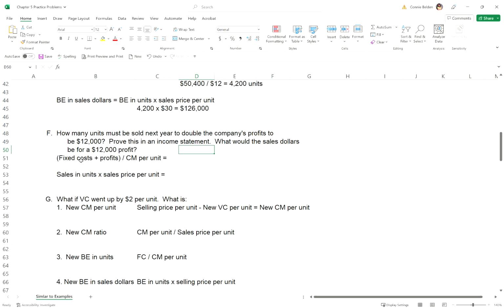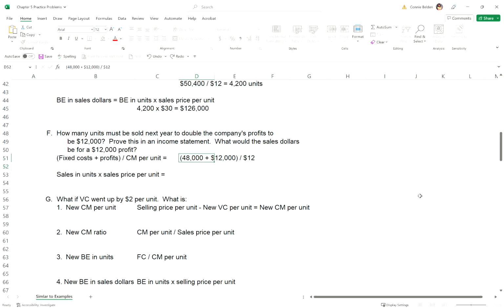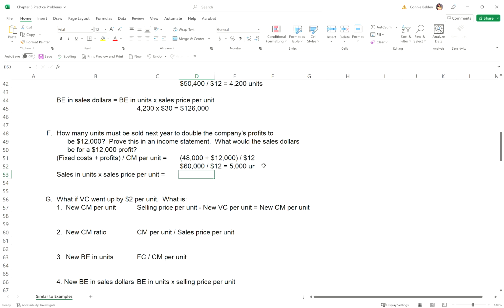Well, basically, we'll use the same formula that we did for break even, but we will add that desired profit into it. Okay, so fixed costs, we're going back to the original $48,000, plus your boss wants a desired profit of $12,000. We'll add that together and divide it by the contribution margin of 12. So that would be 60,000 divided by 12. Our new break even would be 5,000 units. And technically, I guess that wouldn't really be break even. That would be our new sales level because we would have a profit of $12,000.